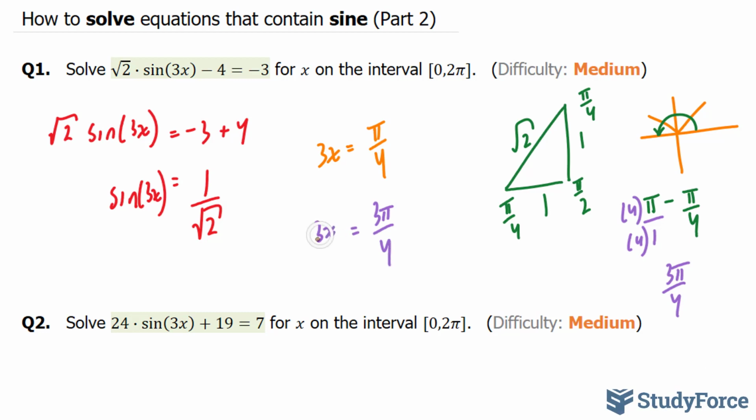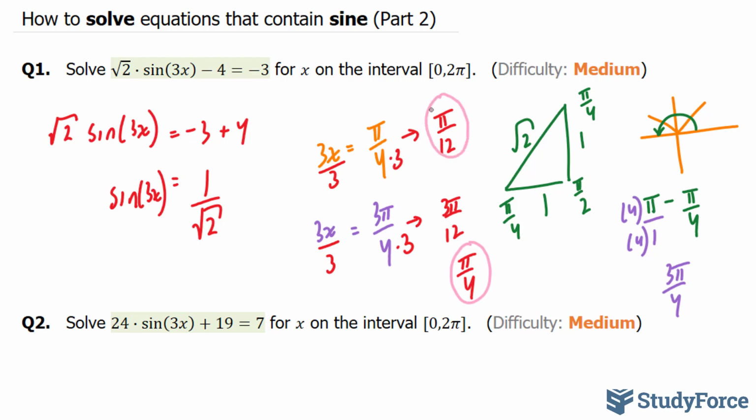That being said, to find out our actual angles, we have to isolate for this x and this x. So we divide both sides by 3. And if we divide both sides by 3, we end up with pi over 12 and 3 pi over 12, which equates to pi over 4. So therefore, this value and this value give us the correct x for this equation.